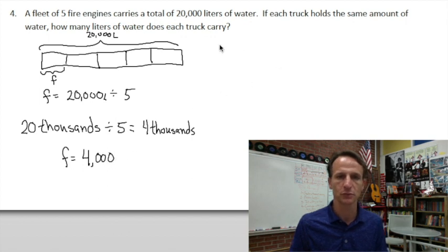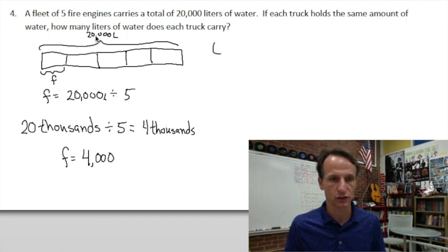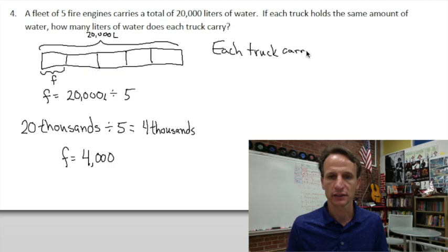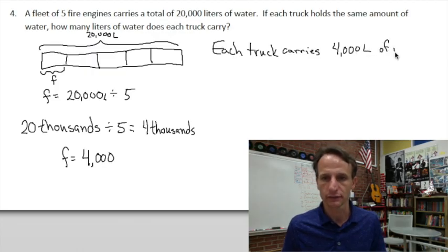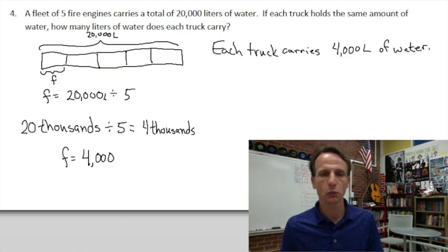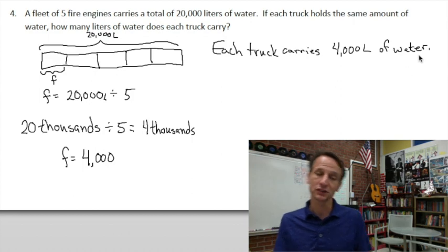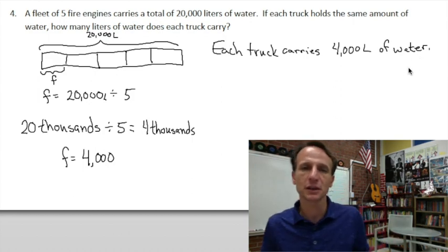And our statement will simply be each truck, to answer the question, how many liters of water does each truck carry? Each truck carries 4,000 liters of water. And that's a tall drink of water. Each truck carries 4,000 liters of water. Told you these are going to be quick and easy. Let's go look at number 5 now.